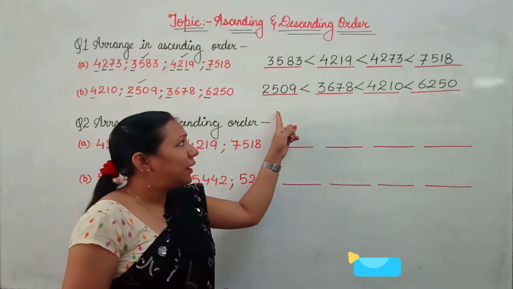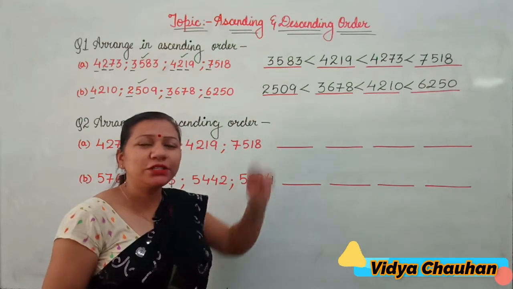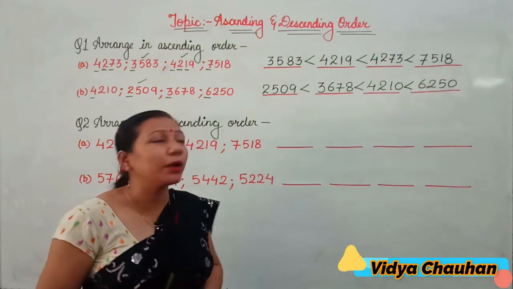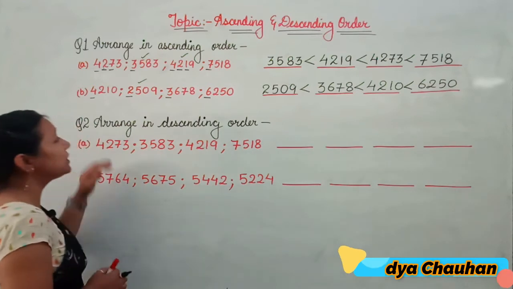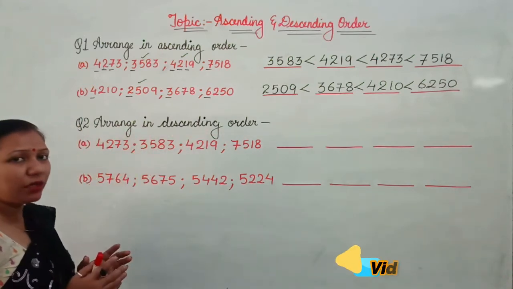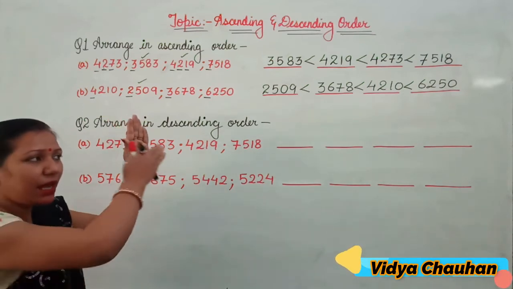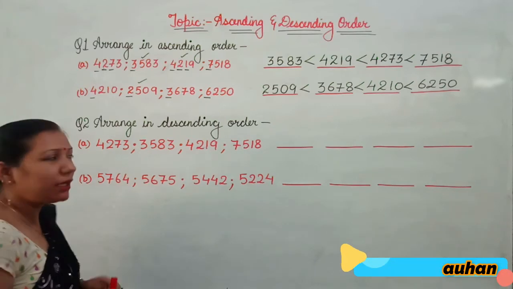I hope arranging the numbers in ascending order is clear to all of you. You can do the rest of the questions yourself in your notebook. Coming to the second part, which is arranging the numbers in the descending order. Now you have to arrange the numbers in its descending order. That means starting with the biggest number and we have to reach its smallest value.